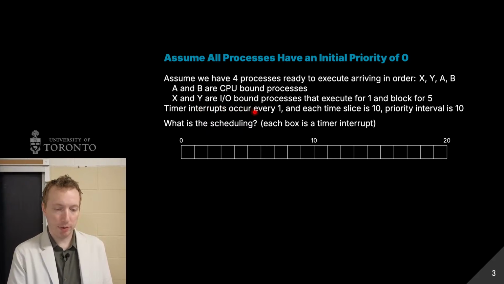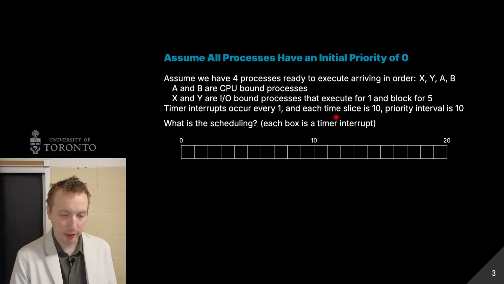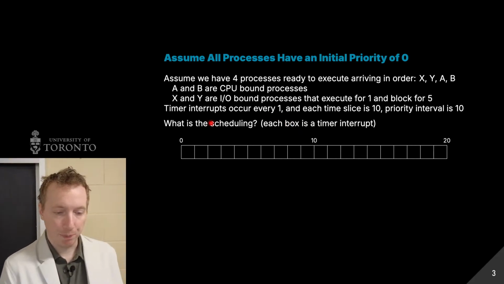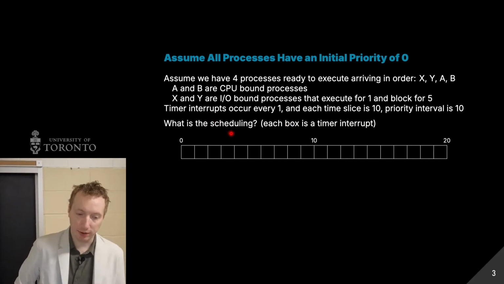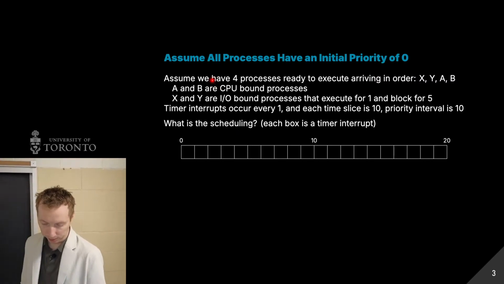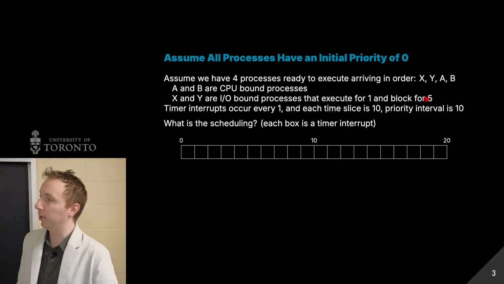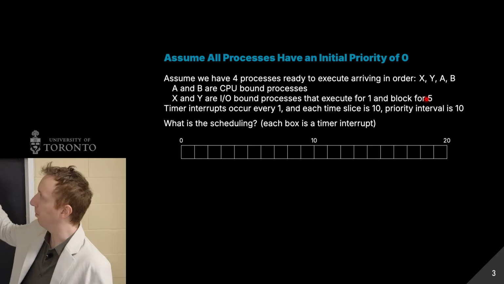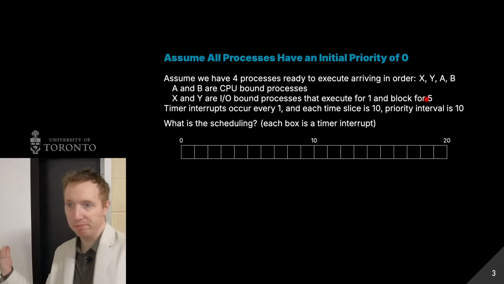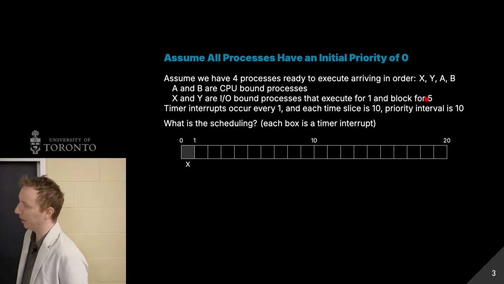Timer interrupts occur every 1 time unit. The time slice, or the priority interval, is 10. Same thing, we'll recompute the priorities every 10 time units. So we should be able to answer what the scheduling is, where each box is a timer interrupt, a 1 time interval. Initially, they all have the same priority, so to break the tie, we go by arrival order. So we should pick X to execute first, right? Can't really argue about that one.